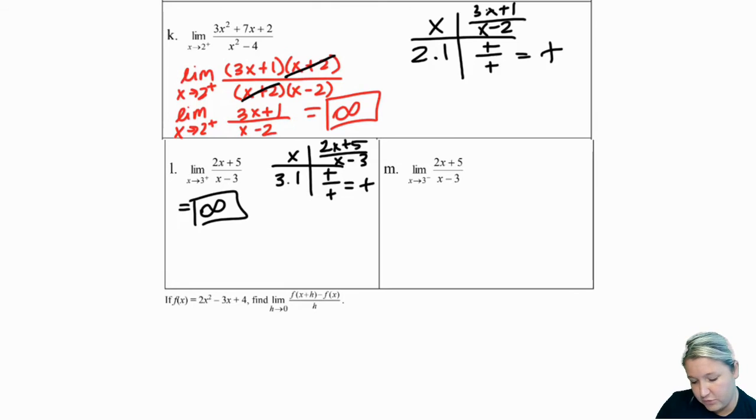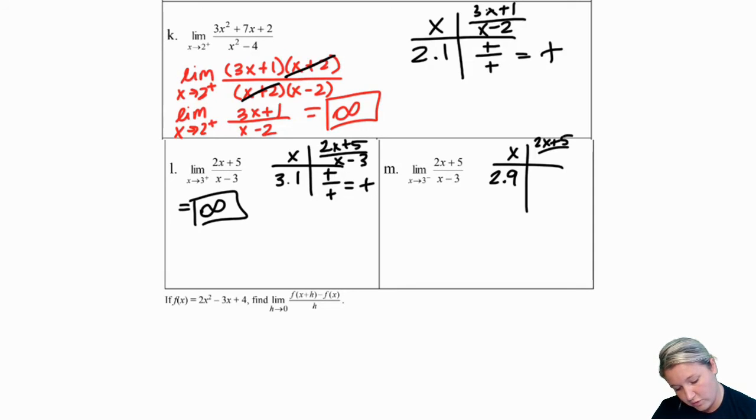All right, and so then if 3 is from the left side, here I'm going to make my table. So when x is like 2.9 for 2x plus 5 over x minus 3, then I'm going to end up with a positive on the top, but a negative in the bottom, which is going to be negative. So this limit is negative infinity.